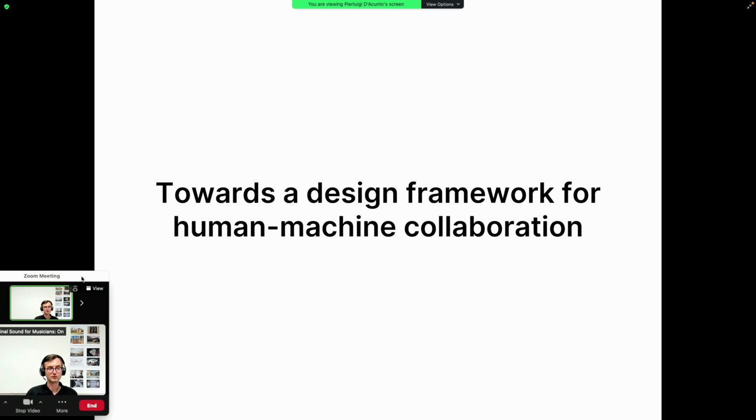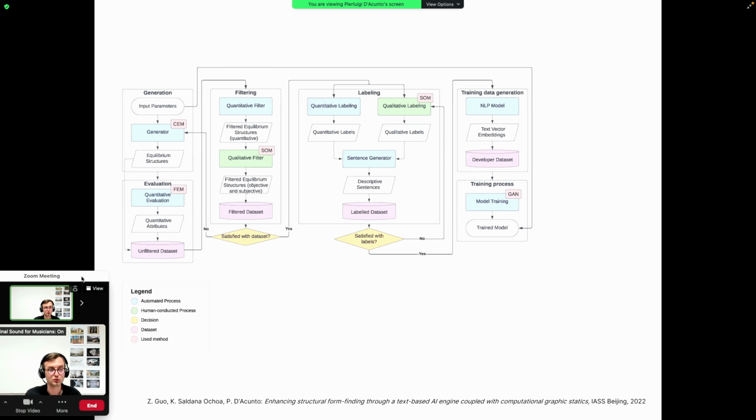So you are very familiar with all the developments in the last few months in terms of the use of large language models like ChatGPT. So the idea in our approach would be to also make use of this possibility to communicate and interact with the machine using text prompts.